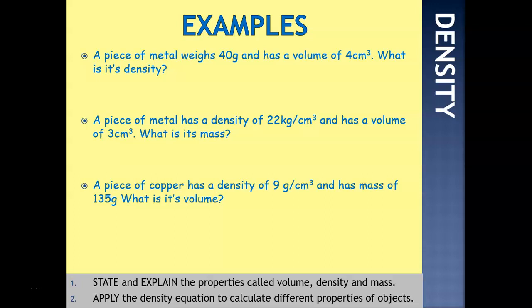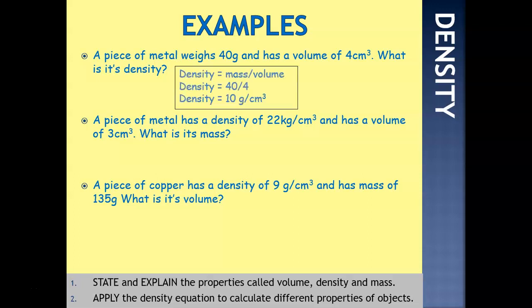Okay, number 1 then. A piece of metal weighs 40 grams and has a volume of 4 centimetres cubed. What's its density? Density is mass over volume, so that would be 40 divided by 4, giving us a density of 10. But look at the units. Grams per centimetre cubed. That's what I was given. That's what I'm going to keep them in for the moment.